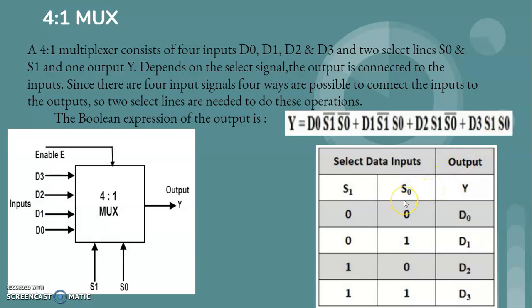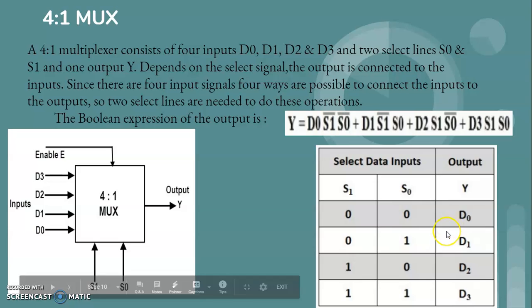And this is the truth table. If S1 and S0 are 0, the output will be D0. That is, the D0 input line will be selected. If S1 is 0 and S0 is 1, then D1 input line will be selected. If S1 is 1 and S0 is 0, D2 line will be selected. And if both the select lines are 1, then D3 input line will be selected as output.